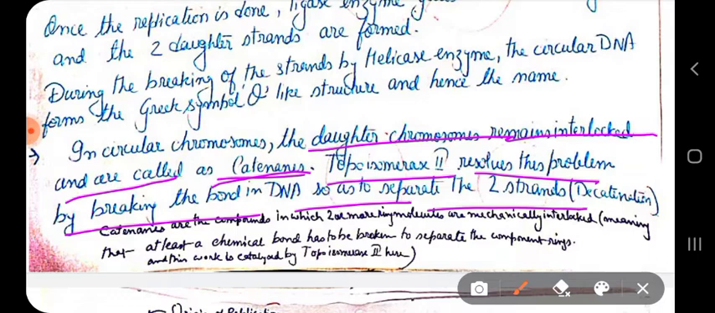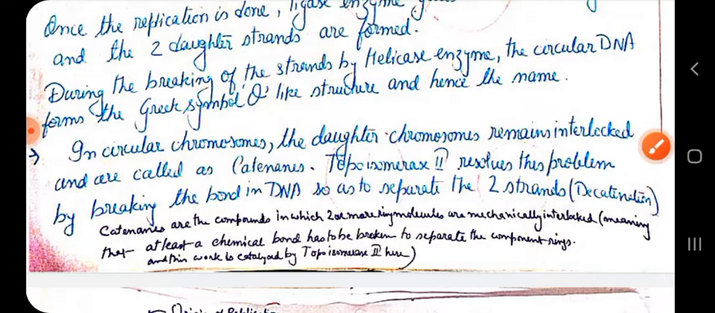And after separation of the two strands, the same topoisomerase enzyme reseals that nick, reseals that cut portion, and hence the two daughter chromosomes which were interlocked once now become separated and equally distributed among the daughter cells.